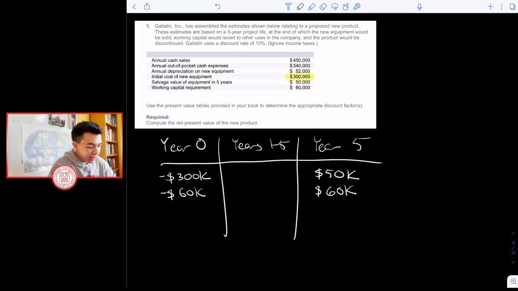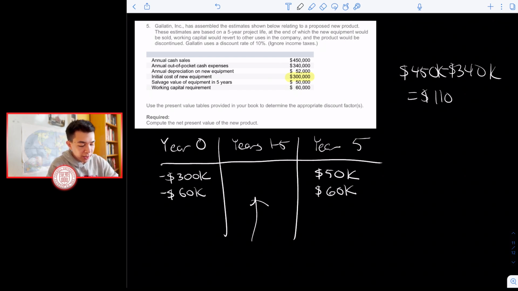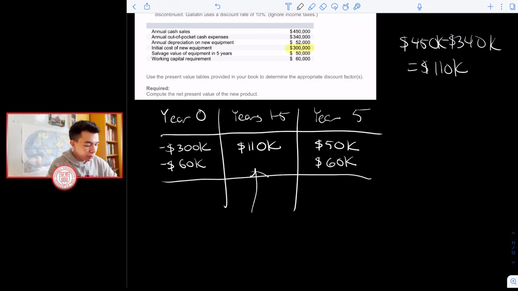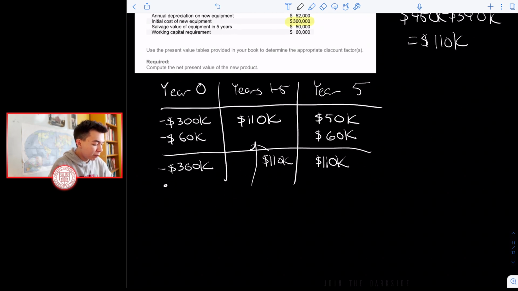Going along, we got to find the income for years 1 through 5. So we got to do our yearly revenue minus our yearly costs. So I'm going to put K, and then we get 110,000. So basically, revenue minus expense, we get $110,000, which is money we're making per year, net of expenses. So 110,000, and all we got to do is add these up. So 110,000. This is also going to be 110,000. And this is going to be negative $360,000. And I got to multiply these by the present value figures.